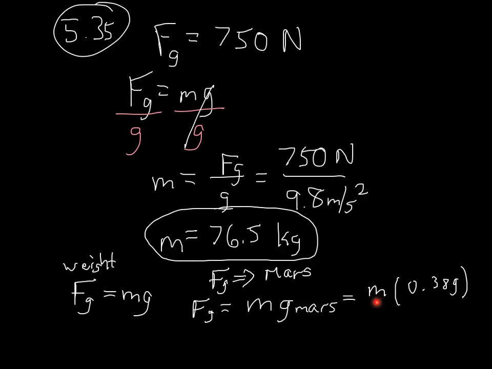Do you know your mass? What is your mass? 76.5. Do you know g? What's g? G is 9.8. So you do 76.5 times 0.38 times 9.8 and get your final answer for weight on Mars. Fg on Mars is 285 newtons.